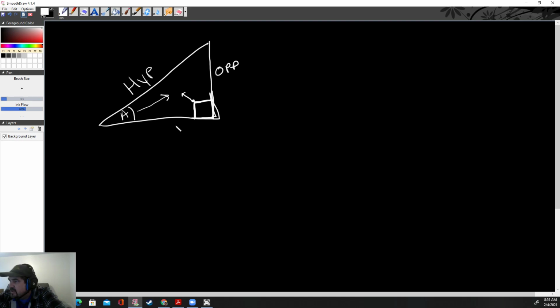The adjacent is kind of hard to tell sometimes, but it's the side that does touch this right here. But what I do is I always find the hypotenuse first. That's easy because it's opposite this big square corner, this 90-degree right angle. Then I see what angle you're talking about. Are you talking about this one over here or this one? Oh, you're talking about this one, okay.